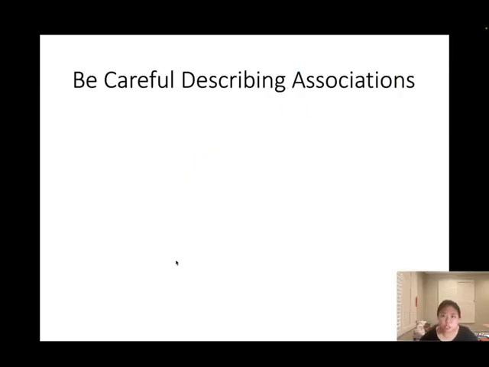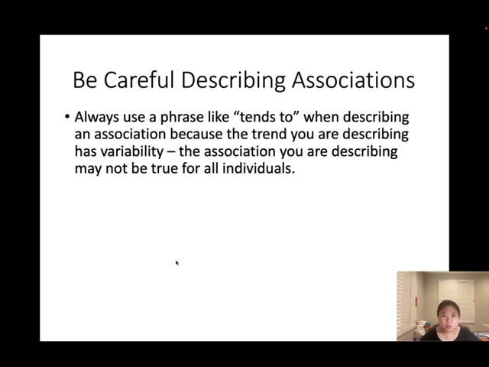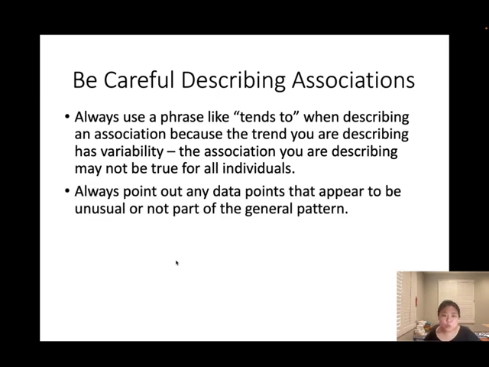Okay, be careful describing association. Always use a phrase like "tends to" when describing an association, because the trend you are describing has variability. The association you are describing may not be true for all individuals. Always point out any data points that appear to be unusual or not part of the general pattern. So this is talking about the outlier.